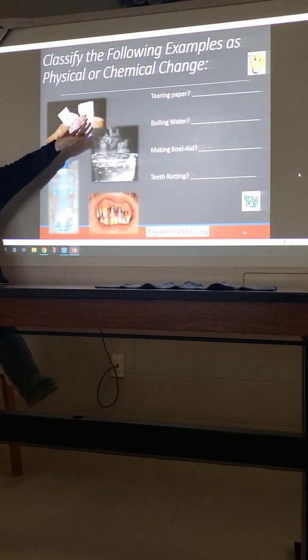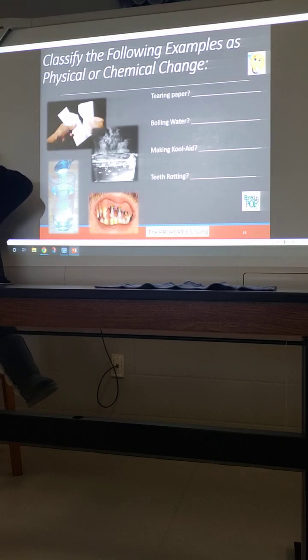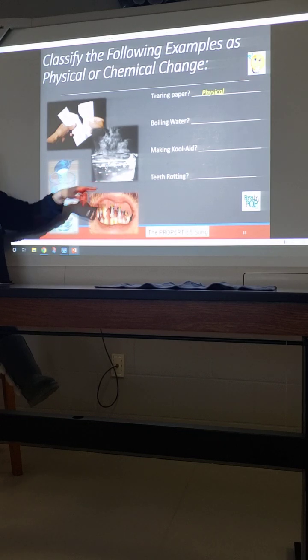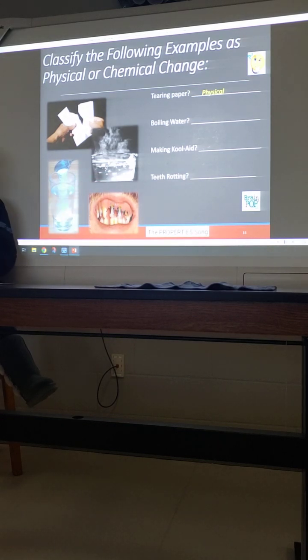Okay, so first example, tearing paper. Is this going to be a physical change or a chemical, Brady? Physical. It's still paper, right? Boiling water, which is a phase change. Phase change for boiling water. Layla? It's going to be physical. Good. So making Kool-Aid, it is physical, even though, again, sometimes that's the most tricky one.